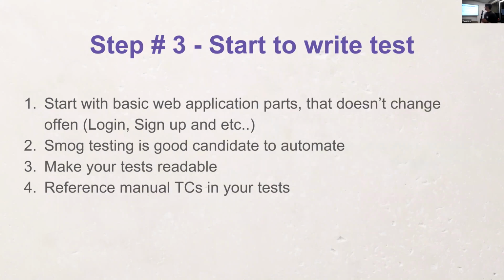Let's go next. Step number 3. After you finish your framework, it's time to write actual tests. My suggestion would be to start with basic stuff that doesn't change a lot, because UI tests are really fragile since the UI changes a lot. So as your first test cases, you need to find something like a smoke test that doesn't change very frequently, so they will be more stable, and it will be a good basis for you. Also, smoke testing is a good candidate to automate. I feel like it's pretty obvious.